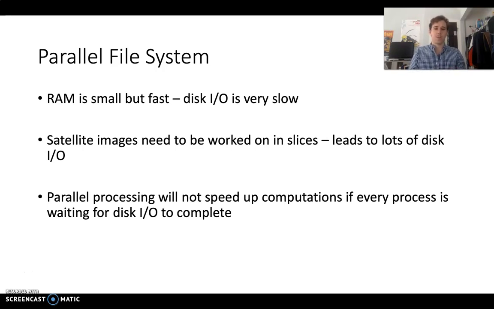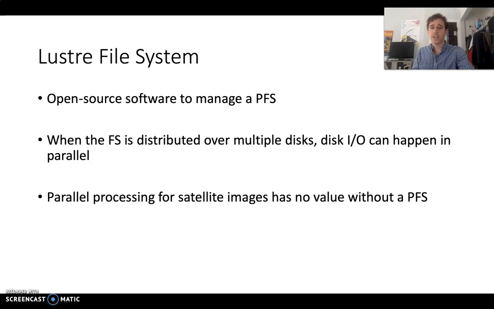Even with parallel processing, if computations are waiting for disk I/O, it doesn't matter if we have multiple processes, because they're all waiting on the biggest bottleneck. So what I ended up using was the Lustre file system. It's open source software that lets you manage a parallel file system pretty easily. The idea is that when the file system is distributed over lots of machines, disk I/O can actually happen in parallel because there are multiple disks.